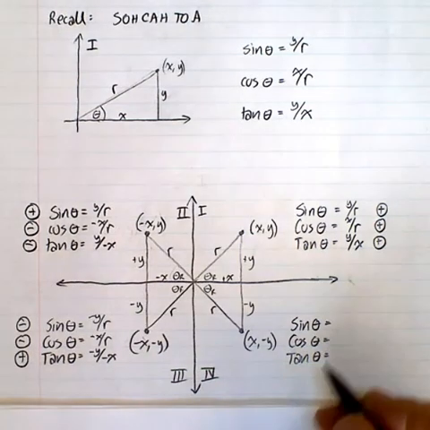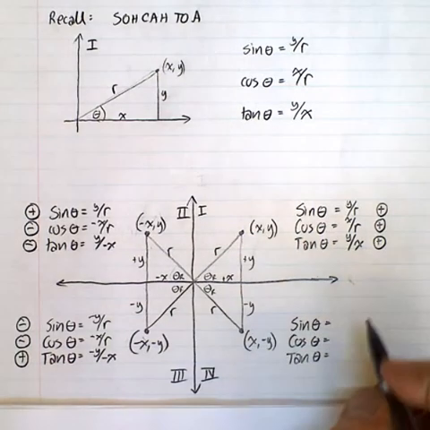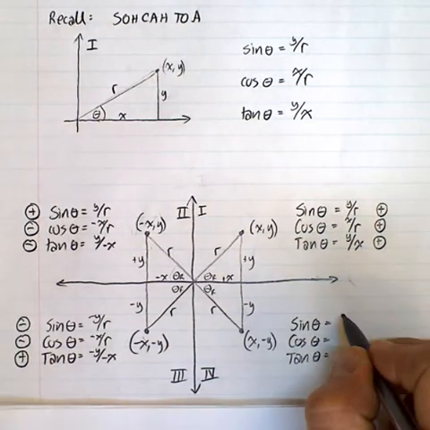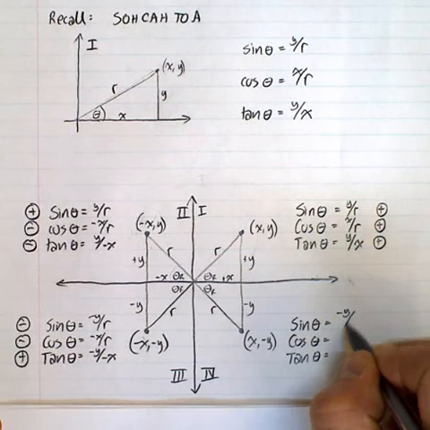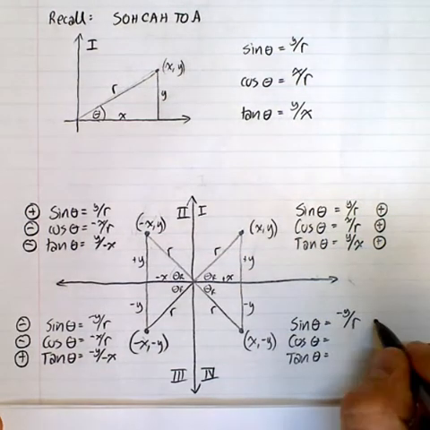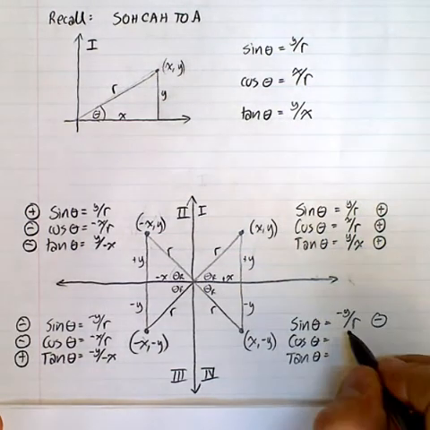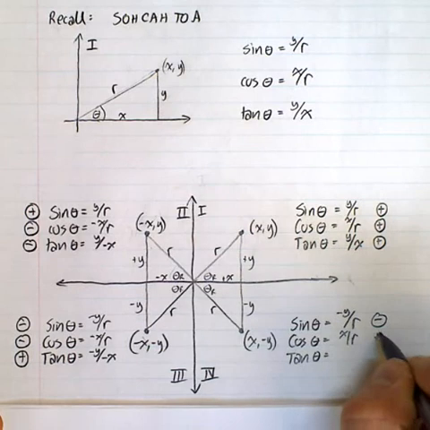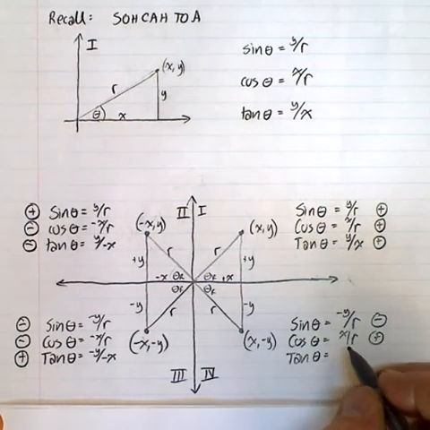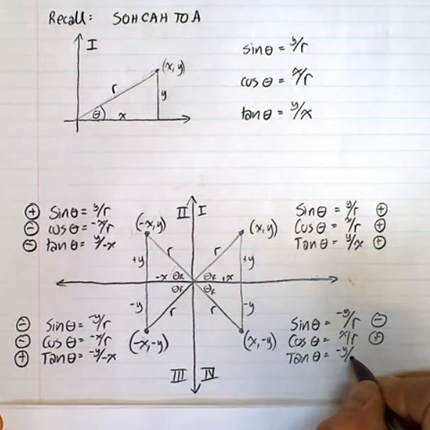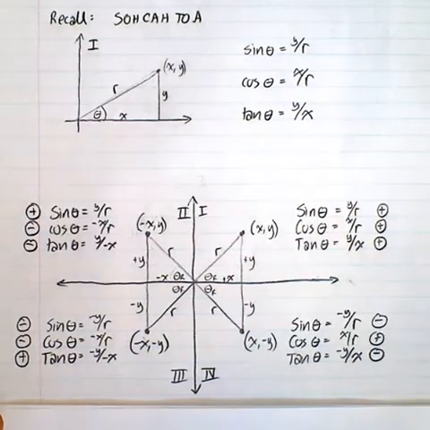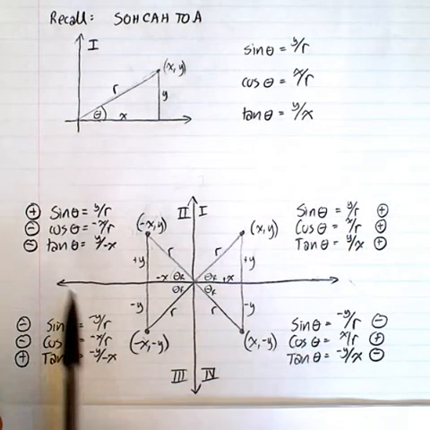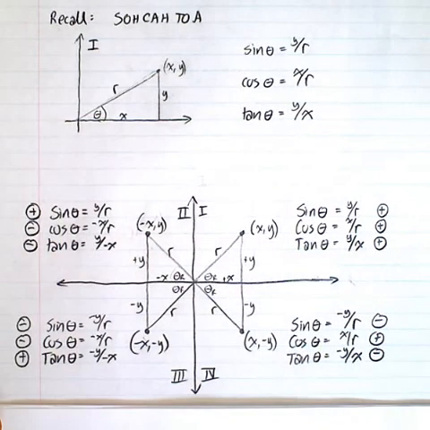Fourth quadrant here, it's the y that's negative, x is positive, so sine is negative y over r. That makes it negative. Cos is x over r, being positive. Tan is negative y over x. That makes that negative. So you'll notice that in each of these other three quadrants, only one of those trig ratios is positive. And they're all positive in the first quadrant.